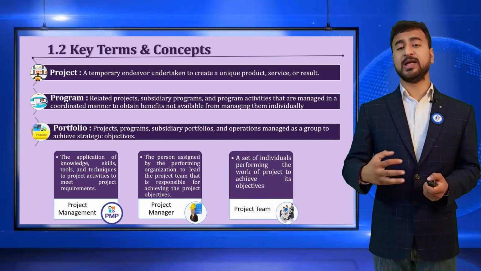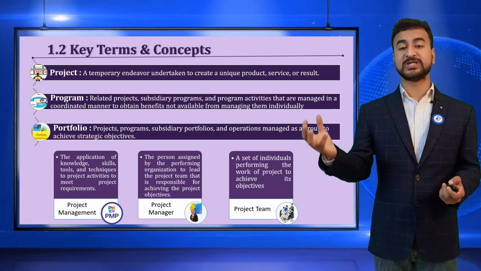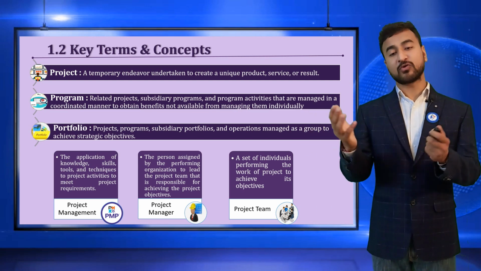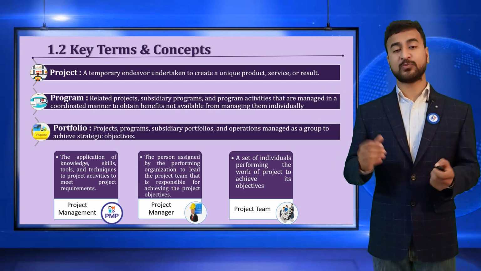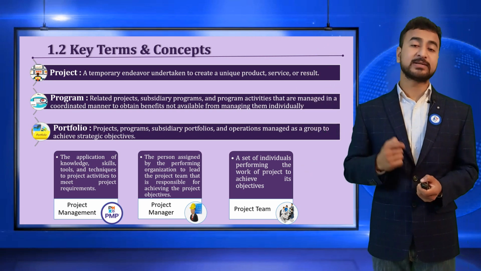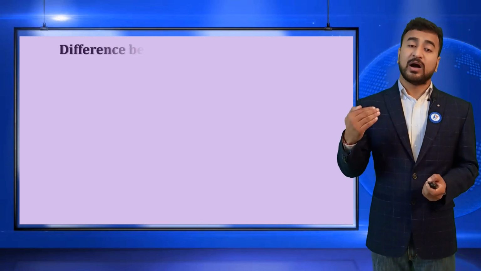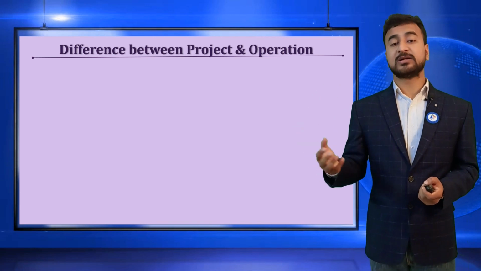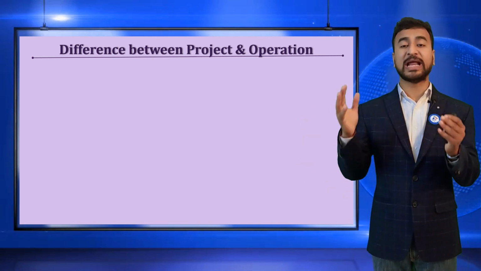And the project team is a set of individual professionals performing project-related activities. It has cross-functionality, and generally reports to the project manager. So this is the project team. So these are some standard terms. Apart from that, there are other terms that I am going to explain, but before that I would like to explain the difference between the project and the operations.